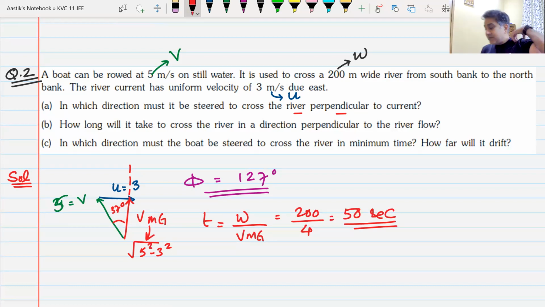In which direction must the boat be steered to cross the river in the minimum time? So he must move perpendicular. So velocity of the man with respect to boat, with respect to river should be, velocity of boat with respect to river should be perpendicular. Do we understand this? What is the shortest time? T shortest.